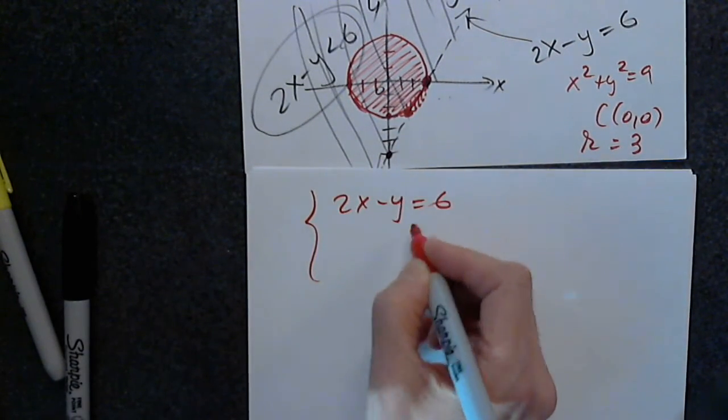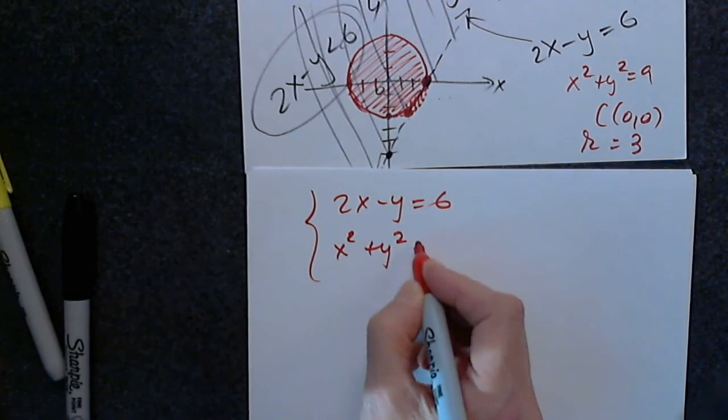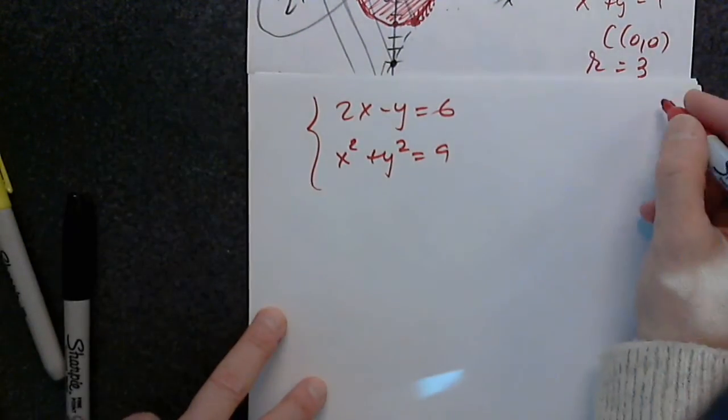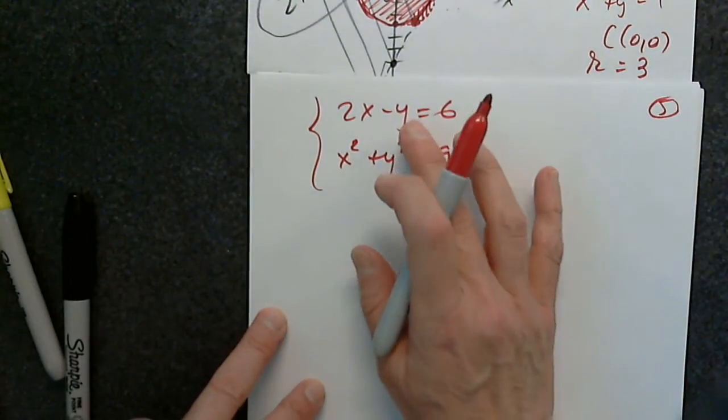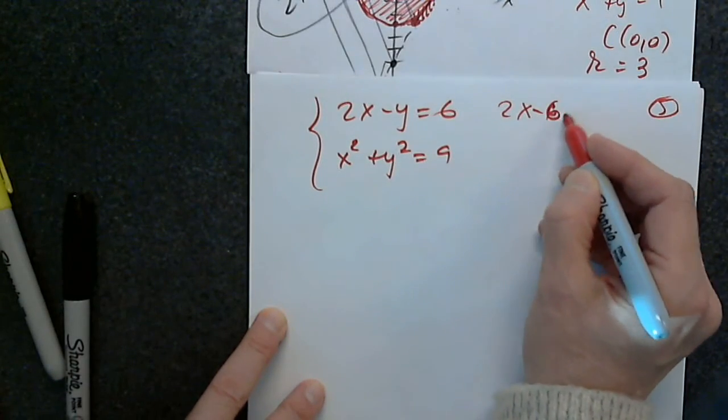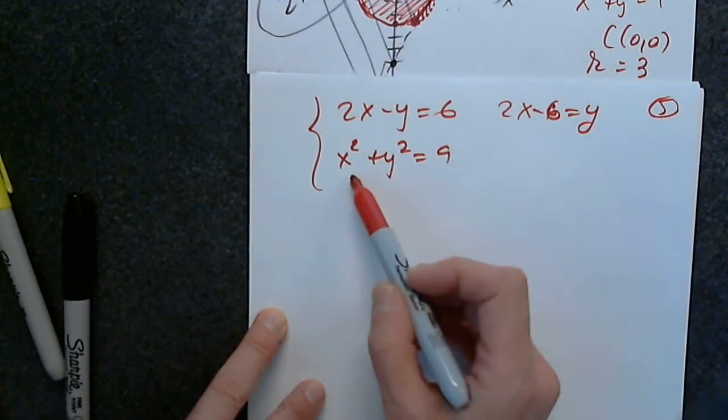2x minus y equals 6, and x squared plus y squared equals 9. I know that one of the solutions must be 3, 0. Do we all agree with that? Yes. Because 3, 0 is a point on both. Very good. So then from here, let's say I solve for y. So 2x minus 6 equals y. And then I replace it here.